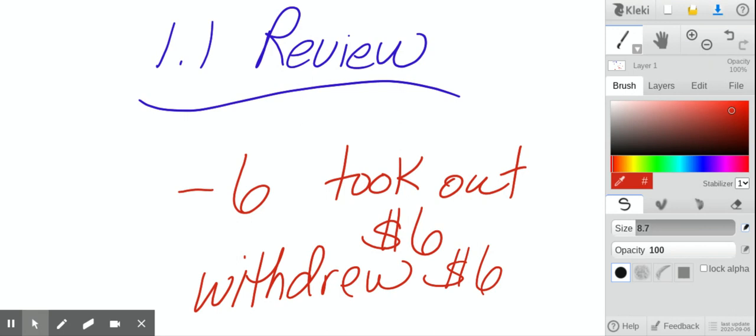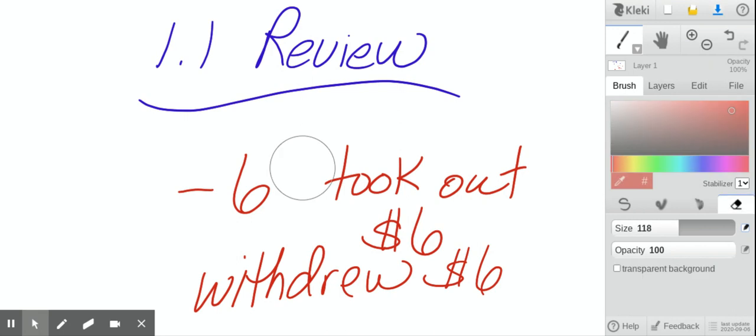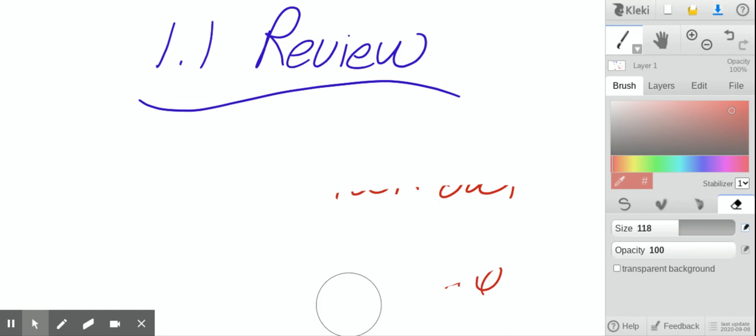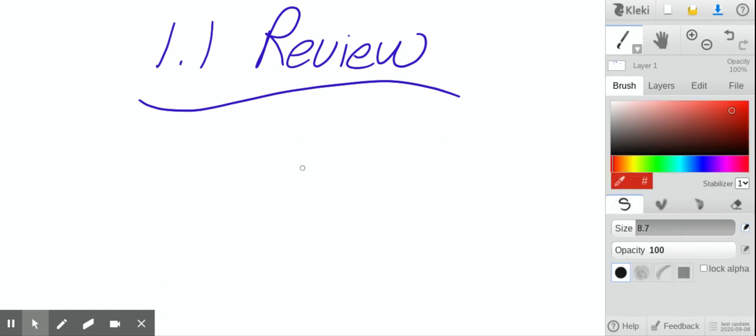Okay. Now, if your bank account transaction, let's say it was 15. Well, we know that that's a positive. We don't have to have that positive symbol in front.